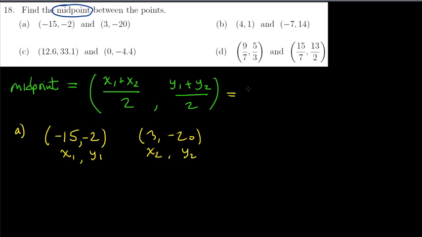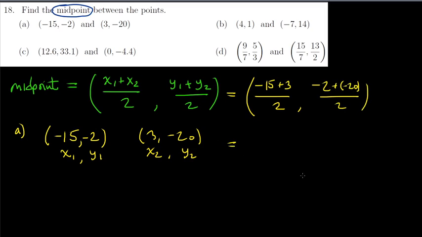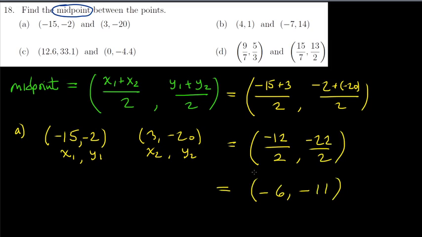So plugging those numbers into the midpoint formula, we're going to get, let's see, negative 15 plus 3 divided by 2, comma, right? And then y1 is negative 2. So negative 2 plus negative 20 divided by 2. And surely we can simplify that. Negative 15 plus 3 is negative 12. And negative 2 plus negative 20 is negative 22. Now, dividing them by 2, we just get negative 6, negative 11. And that's the midpoint, right?